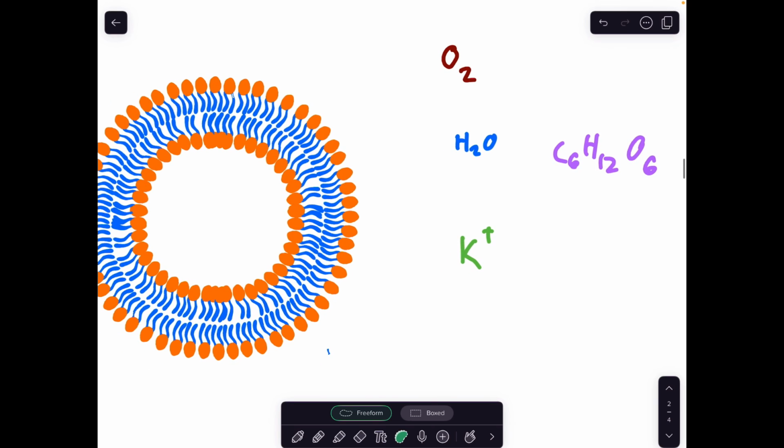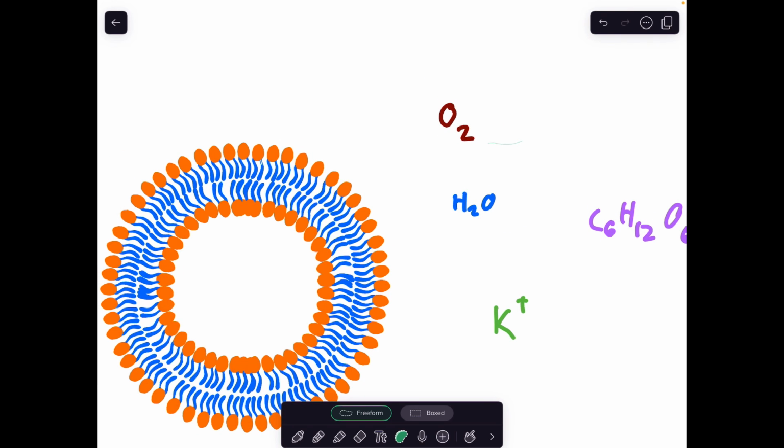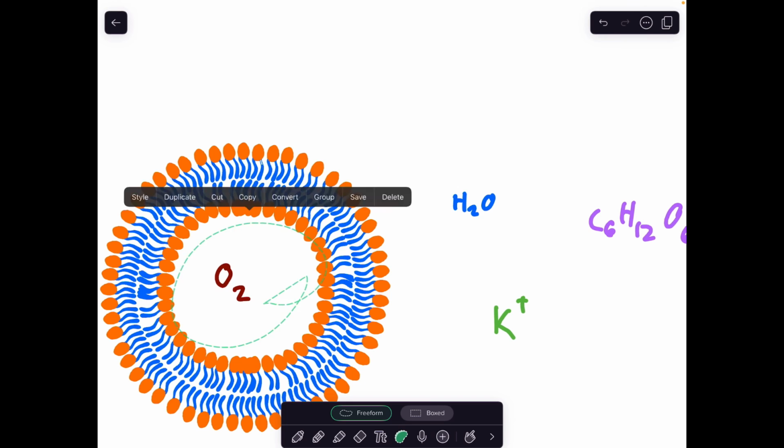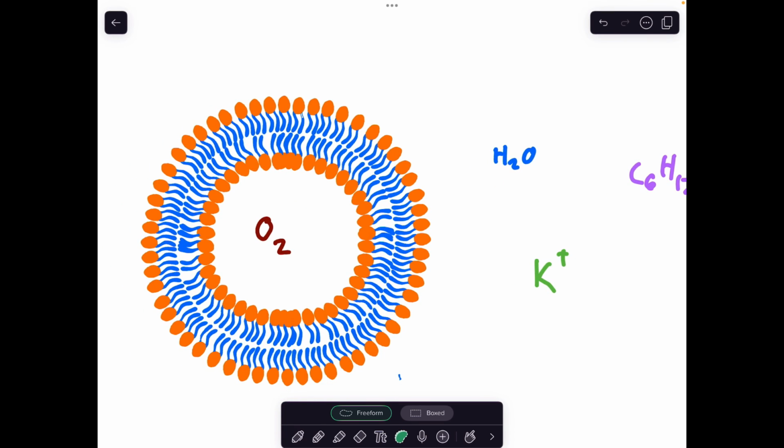Okay, so the ones that will be able to enter are going to be H2O and O2. This is because O2 is a hydrophobic molecule, and this is important because the tails of the phospholipids are hydrophobic, making the agreement between them and allowing them to pass right through. H2O is a polar, small, uncharged molecule. Now this is important because the heads of the phospholipids are polar, allowing it to agree and pass right through.